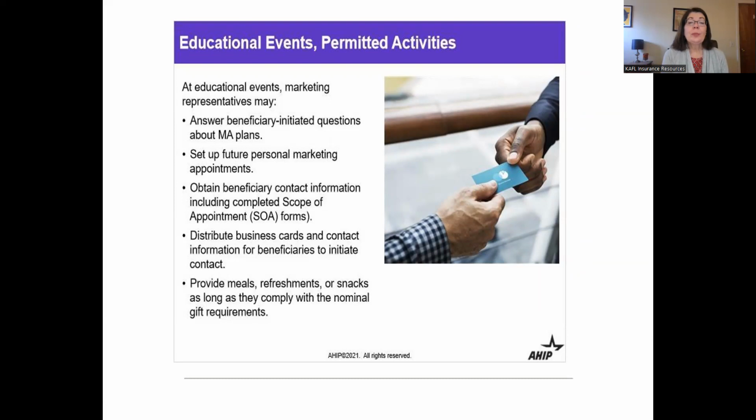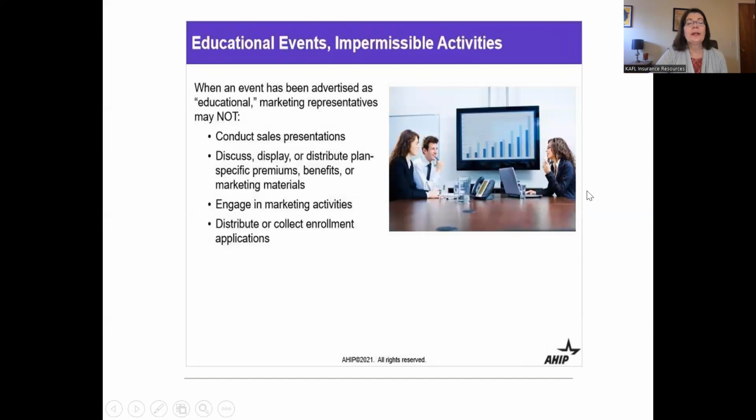You can set up future appointments. Somebody comes to the educational event and says, I need to talk to someone about my situation, you make an appointment, and then that one-on-one appointment would be a marketing sales event. You can get a scope of appointment, which is basically what you're going to be talking to them about, what health plans you're going to be talking about. You can distribute business cards, and you can provide meals, as long as they comply with the nominal gift requirement. Again, we'll talk about that in a bit.